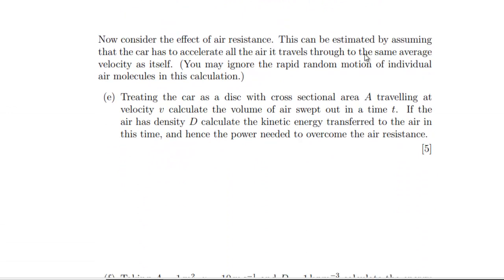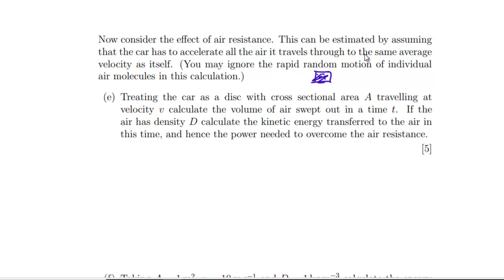Now consider the effect of air resistance. This can be estimated by assuming that the car has to accelerate all the air it travels through to the same average velocity as itself. You may ignore rapid random motion of individual air molecules in this calculation. So we're treating the air like a solid block. We're ignoring the fact that everything in the air is also moving around with its own individual velocity independent of that frame of reference.